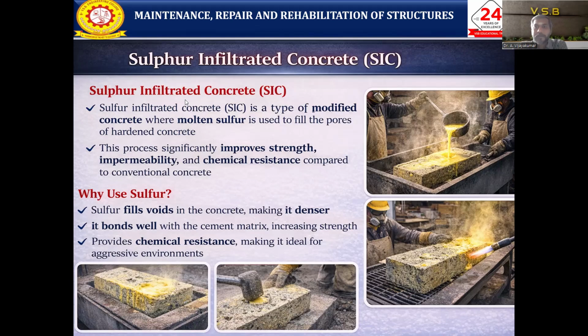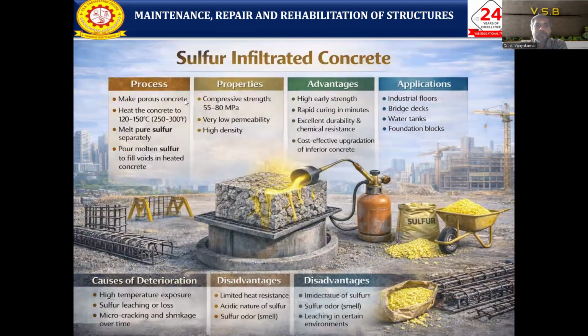It bonds well: cement, aggregate and steel get more bond within the cement matrix. So when the bond is good, the strength automatically increases. It also provides chemical resistance, making it ideal for aggressive environments. So how is sulfur infiltrated concrete processed to make the concrete porous?